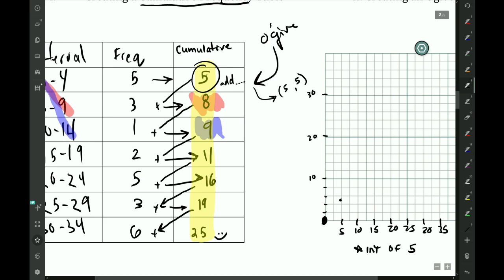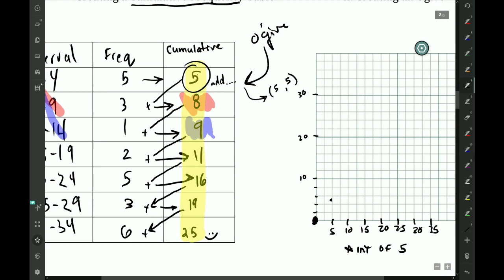The next step, okay, 5 to 10, that means at the 10 spot, we're going to be up to 8. So there's 5, we have 6, 7, we have 8. Okay, so that's 8. Then we just go up 1 at 9. Over to the 20 mark, we're at 11. At the 25 mark, we're at 16. At the 30 mark, we are at 19. And then at the 35 mark, we're all the way up to 25.